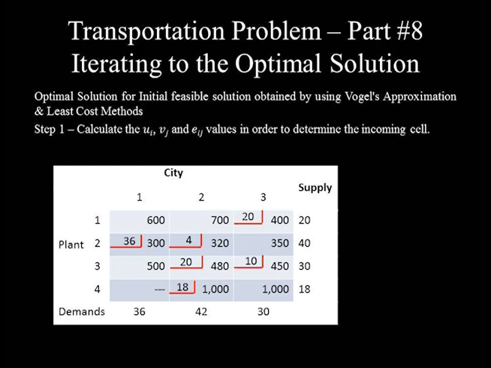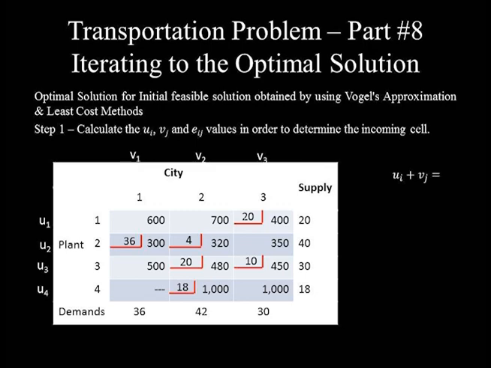Let's assign the row indexes as U sub 1, U sub 2, U sub 3, and U sub 4, and column indexes as V sub 1, V sub 2, and V sub 3. First, let's determine each row and column index by using the formula. Row index, that's U sub i, plus column index, that's V sub j, is equal to unit cost for the given cells, C sub ij. When we check degeneracy, number of rows, that's 4, plus number of columns, that's 3, minus 1. 4 plus 3 is 7, minus 1 is 6, which is equal to the number of occupied cells. So we can continue without adding any artificial occupied cells.